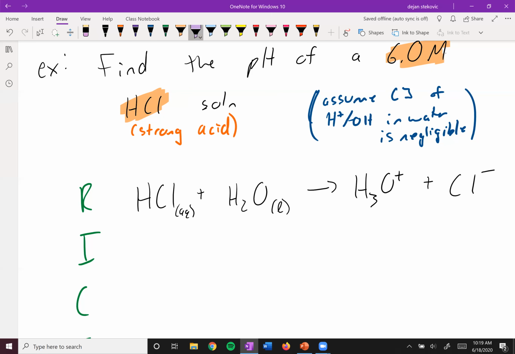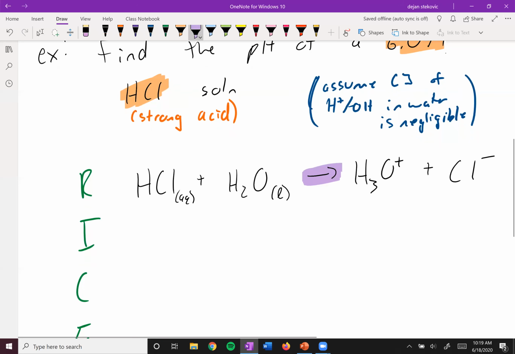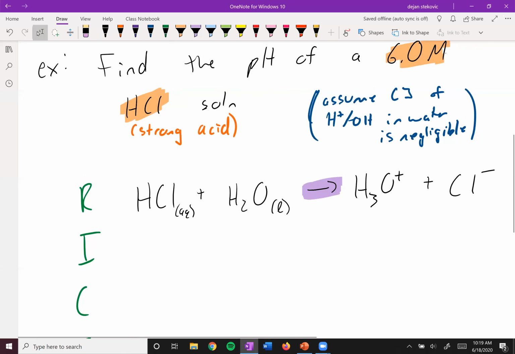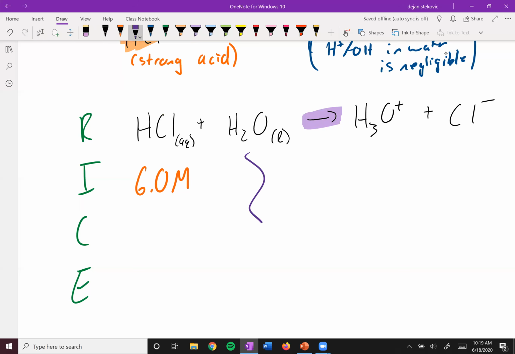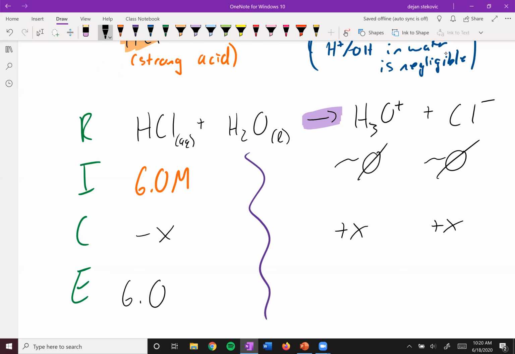So you should be able to write this equation out. One of the main things that you really want to pay attention to is this arrow. This is a one-way arrow. It's complete ionization. So let's take a look at this data here. So we have the 6.0 molar. That's our concentration of our HCl. Remember, water is a liquid, so we're just going to ignore it throughout the whole table. We're going to assume that this is negligible, so we're going to say it's approximately 0. And then we're going to go from the left to right. So this will be minus x, this will be plus x, this will be plus x, and then this will be 6.0 minus x, this will be x, and this will be x as well.